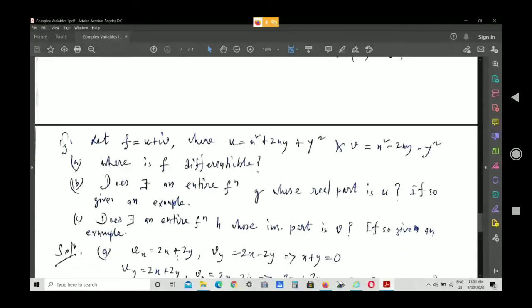Okay, so ux equal to twice x plus twice y. Similarly, find vy. Vy is partial derivative of this with respect to y. This becomes 0. This means minus 2x. Here you have minus 2y.